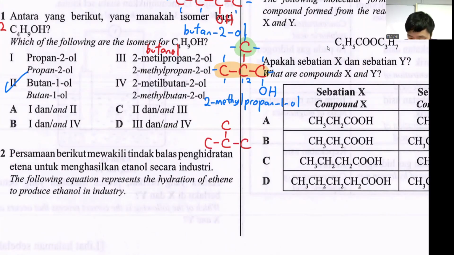Another choice is the OH is at second carbon. Quite similar to the first, quite similar to the third one. You just change propan-1-ol to propan-2-ol.